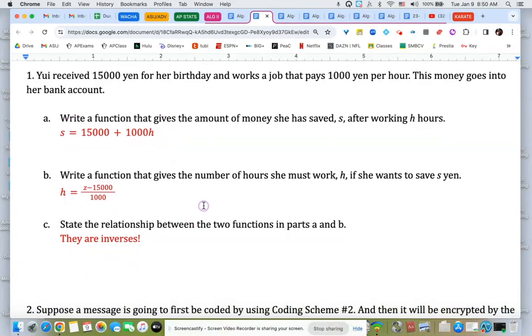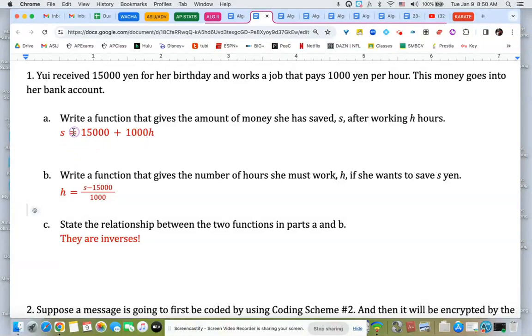Okay. So now we want the number of hours worked if she wants to save a particular amount of money. Now, I don't know why they used H and Z. Why are we using H and Z? Let's change those back. It should be S, right? H is okay, but not Z. It should be S.